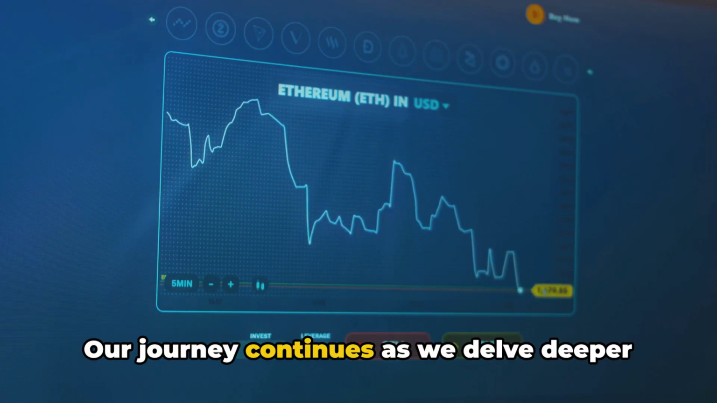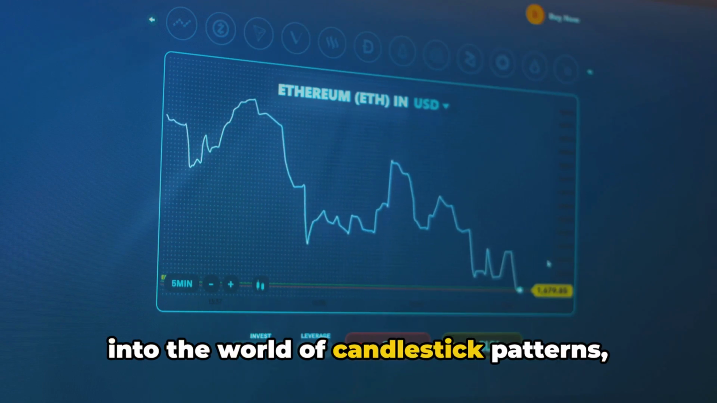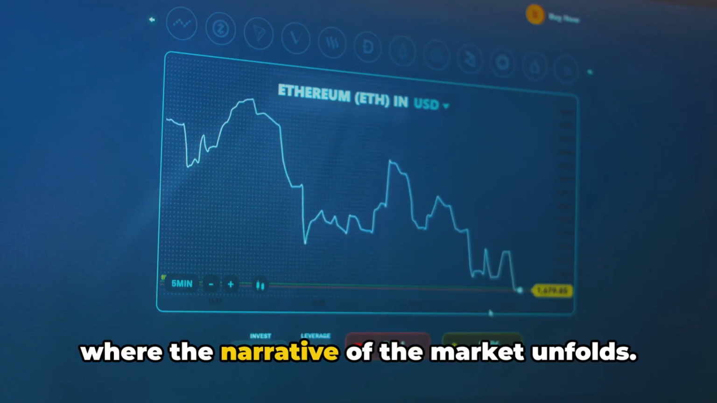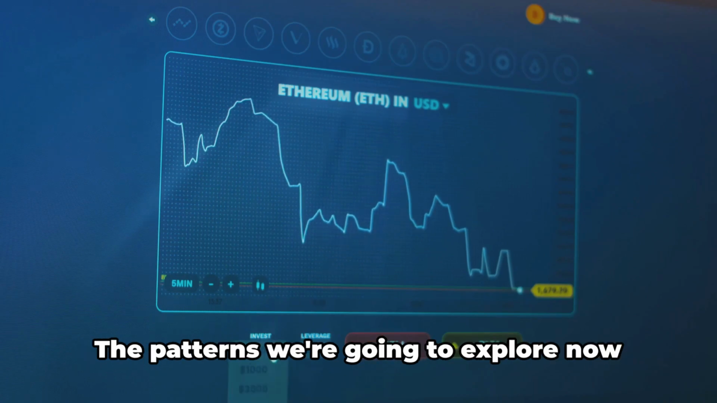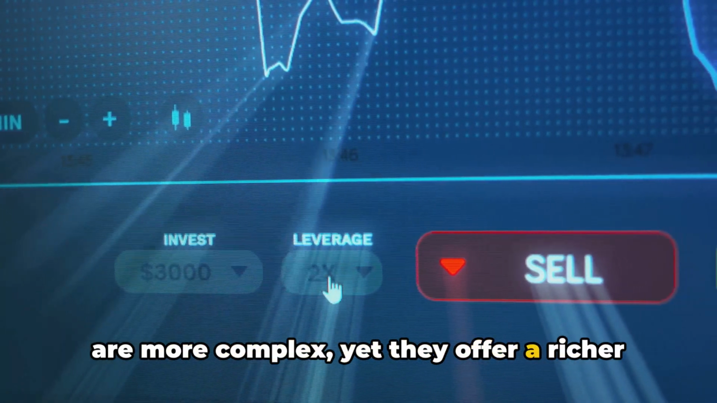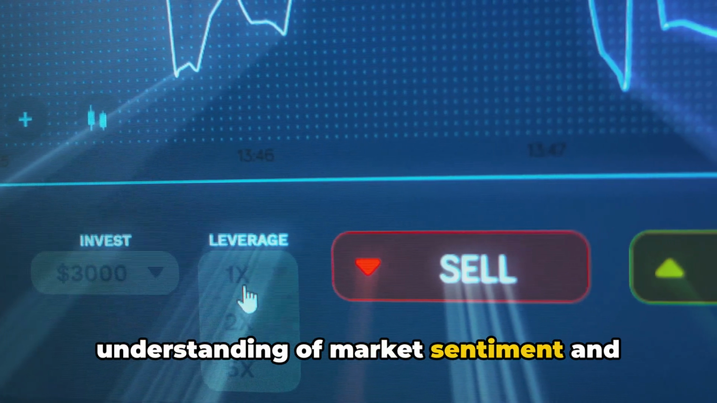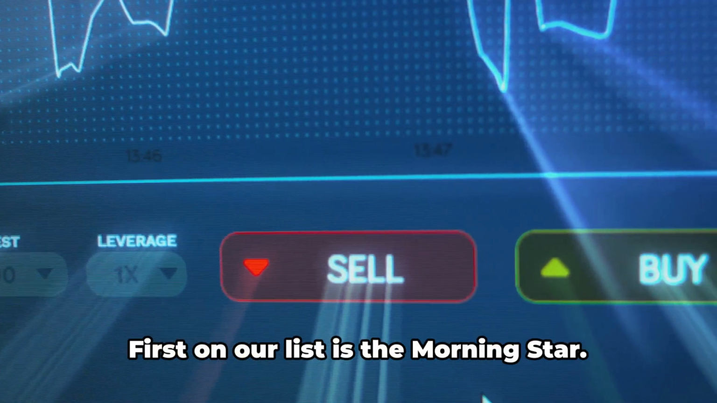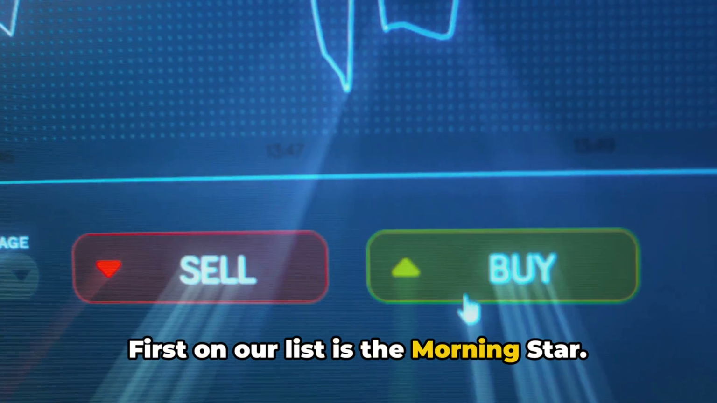Our journey continues as we delve deeper into the world of candlestick patterns, where the narrative of the market unfolds. The patterns we're going to explore now are more complex, yet they offer a richer understanding of market sentiment and potential price movements. First on our list is the morning star.